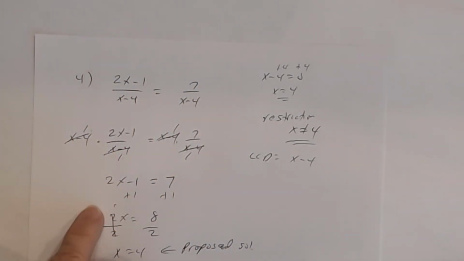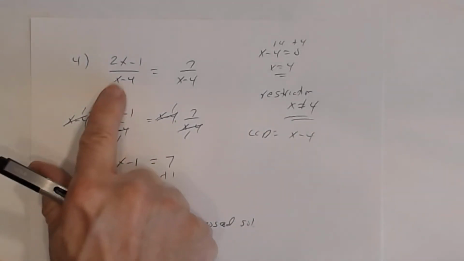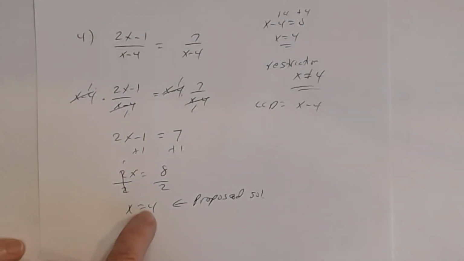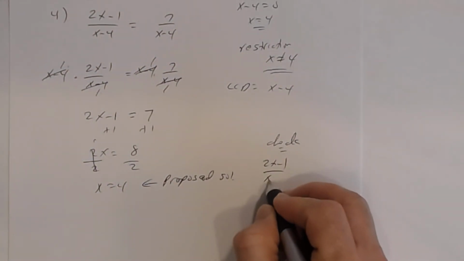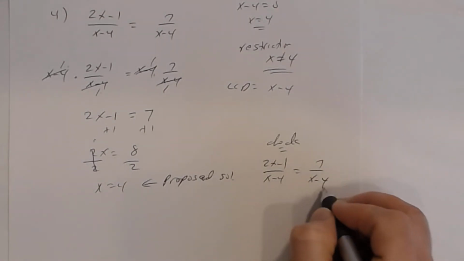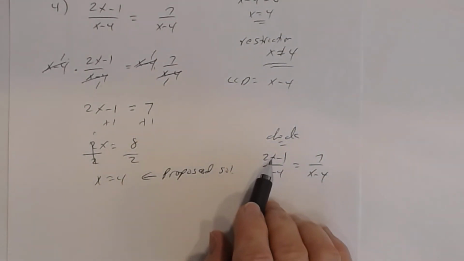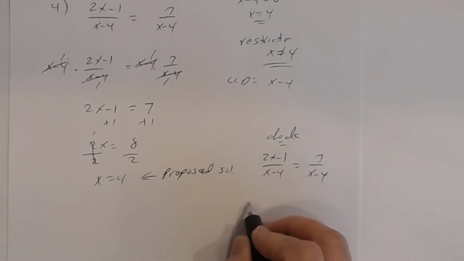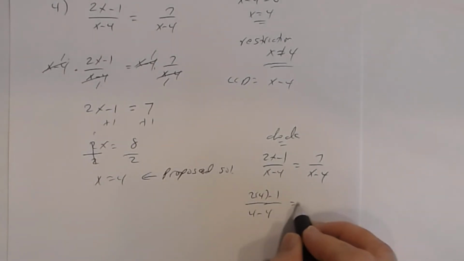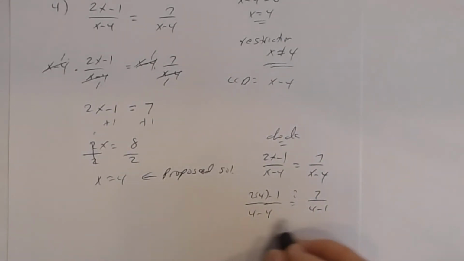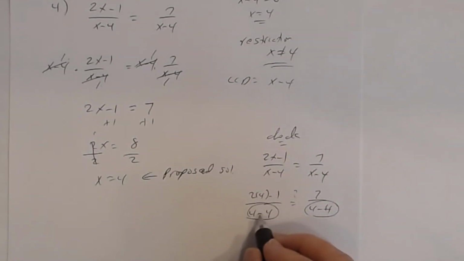And the answer is no. This is not a solution to the original because notice if I substitute x equal 4 into the original, I want to show you. If I go ahead and check this, here's the original. 2x minus 1 divided by x minus 4 equals 7 divided by x minus 4. If I substitute 4 where we see the variable x, I want to show you something. 2 times 4 minus 1 divided by 4 minus 4 equal 7 divided by 4 minus 4. Notice the denominators. 4 minus 4 is 0, right? You cannot divide by 0.